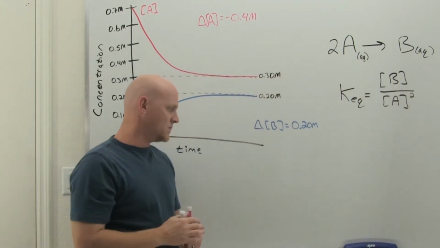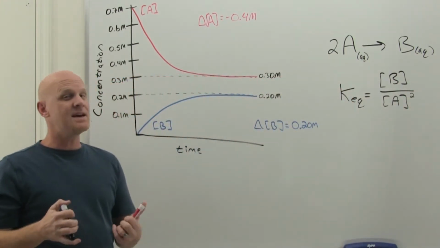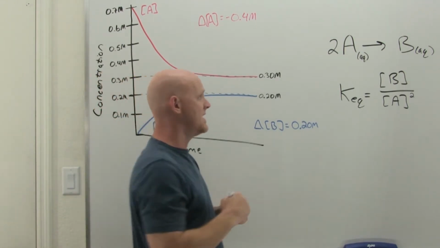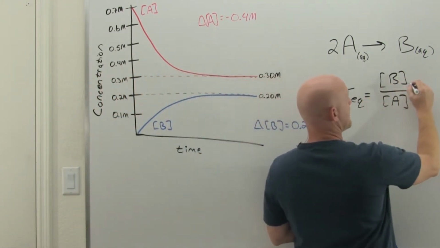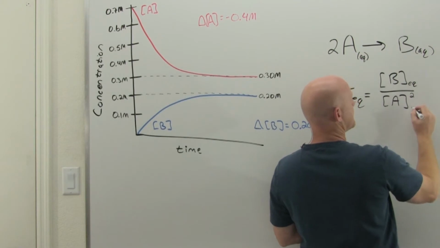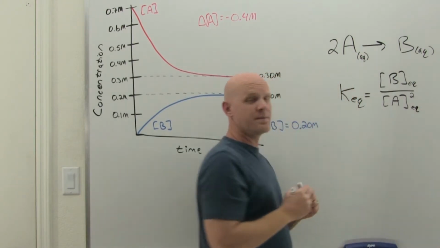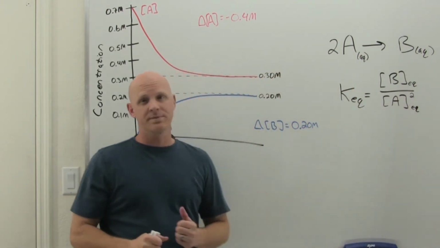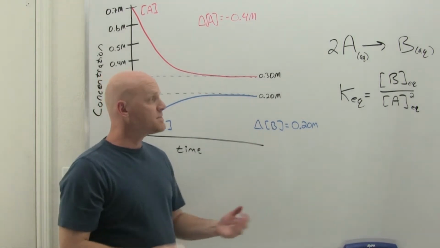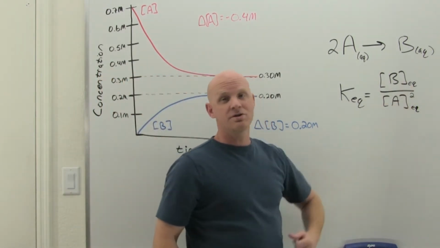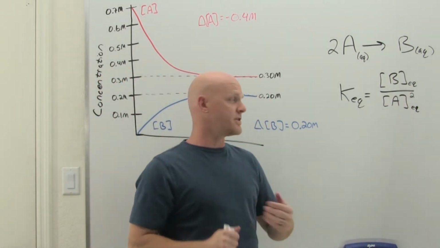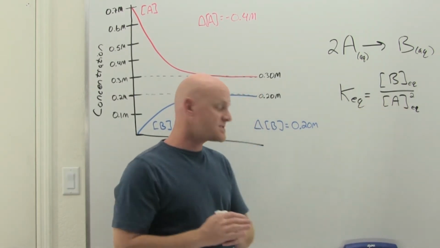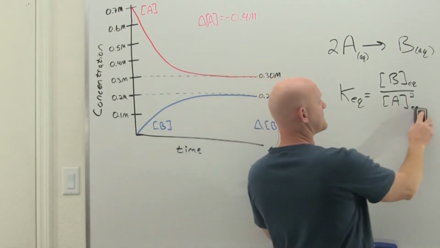Now, one thing to note, we don't typically write this in, we just expect you to know this. It turns out it's the concentration of B at equilibrium and the concentration of A at equilibrium in order to be called this equilibrium constant. But we don't typically put that little subscript there to show you that it's the concentration of B at equilibrium and the concentration of A at equilibrium. We just expect you to know that. So don't expect that to be written.